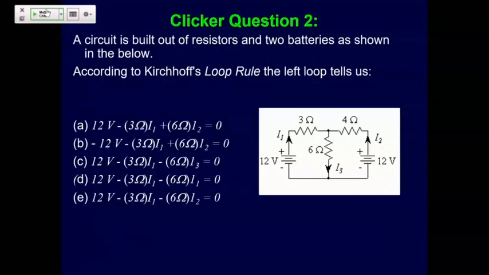Okay, so let's do this one now. I believe this is the one we had in the PCQ. So now, according to Kirchhoff's loop rule, the left loop tells us which. So I want to do this left loop here. So talk with your neighbors and see what you get for that one there. Again, we did pretty good on this, so I won't take too much time with this.